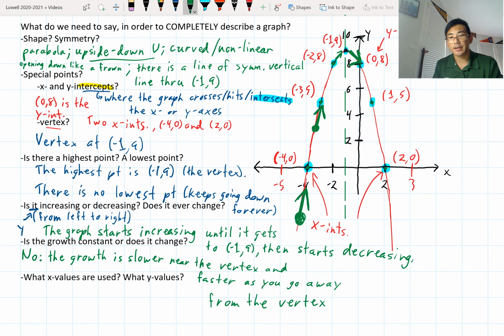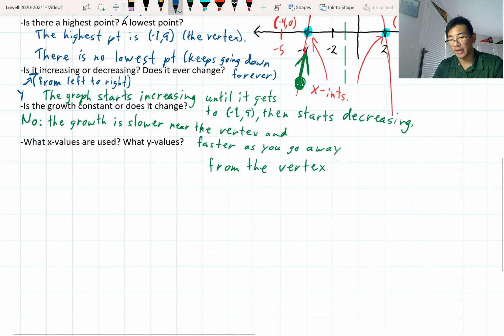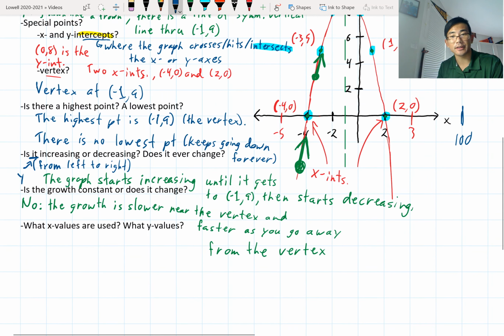The last part here is the x values and the y values. This one's hard to tell, and we're going to get more practice with this in the future, but I could plug in any x value to this, because even though it would be really hard to see on our graph, I could plug in x equals 100 if I wanted to. The point would be way, way down here, but I could plug it in, right?